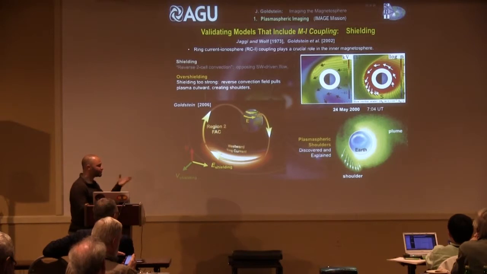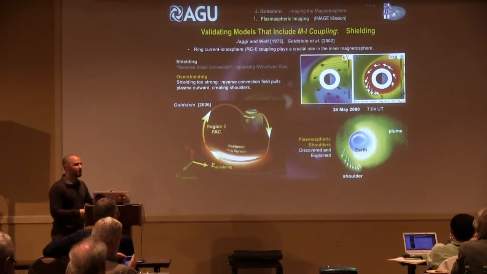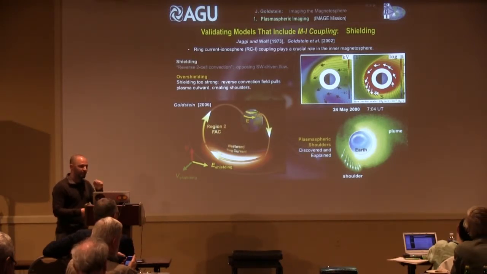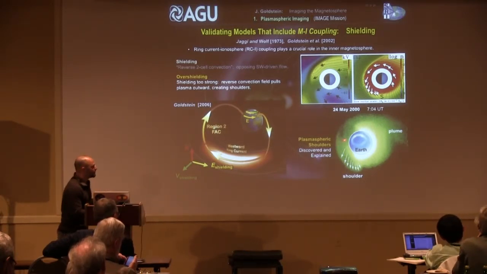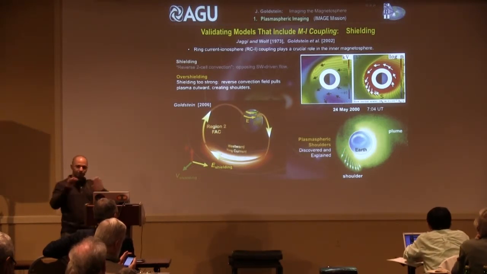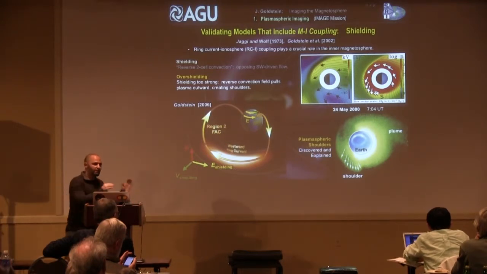A plasmaspheric shoulder, which was discovered by IMAGE, although there was an early paper by Don Carpenter that really predicted this in a schematic picture from looking at whistler observations. So discovery and explanation coming from the synergy between global images and global models.